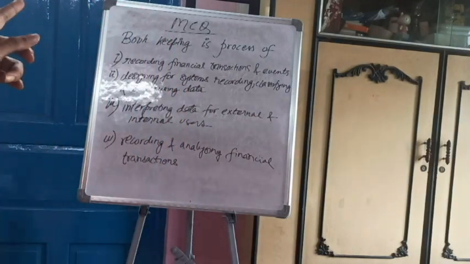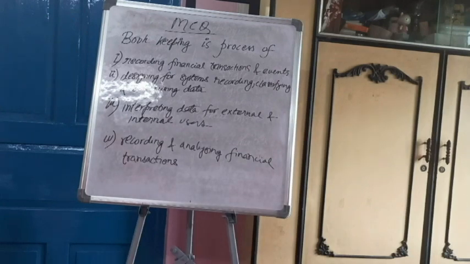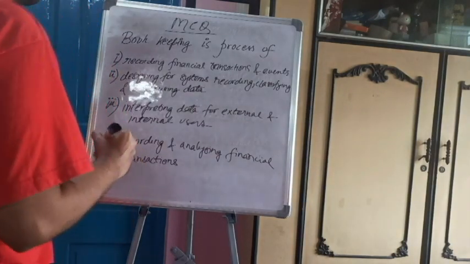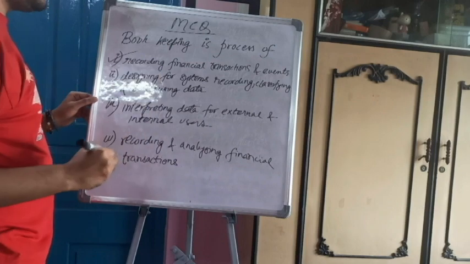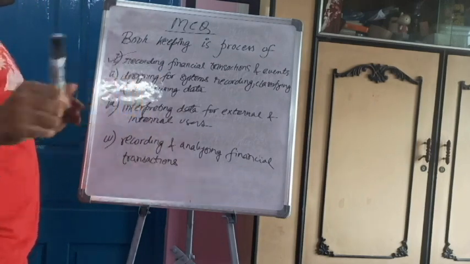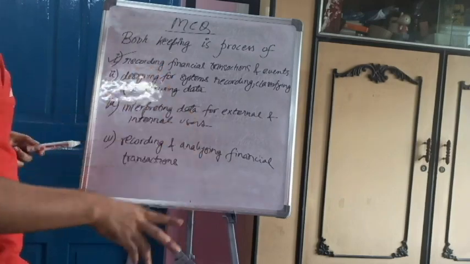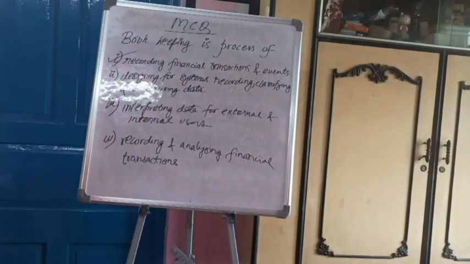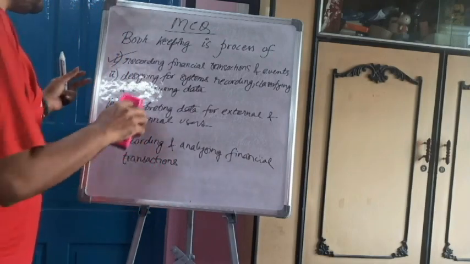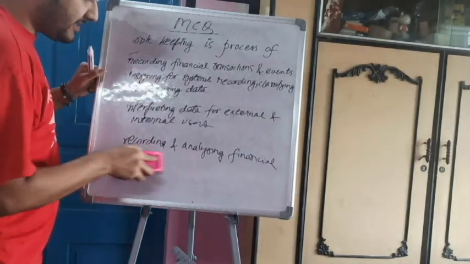So these are the four options: whether bookkeeping is recording financial transactions and events, designing systems for recording, classifying and summarizing data, interpreting data for external and internal users, or recording and analyzing financial transactions. The correct answer would be recording financial transactions and events. What is bookkeeping? Just recording, remember that. Financial transactions and events. Next comes another quiz which comes regularly for MCQ purposes.